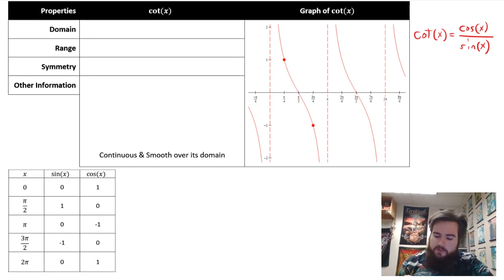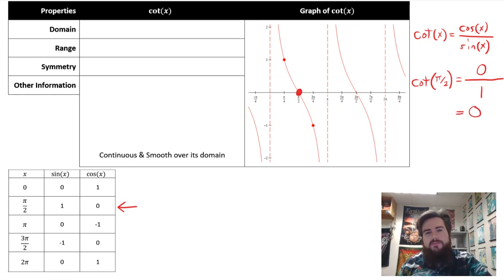That means that if you do values such as cotangent of, say, pi halves, that's going to be cosine of pi halves over sine of pi halves. From this table on the side, cosine of pi halves is 0, sine of pi halves is 1, meaning that cotangent at pi halves is 0, which is 1 point on this curve.